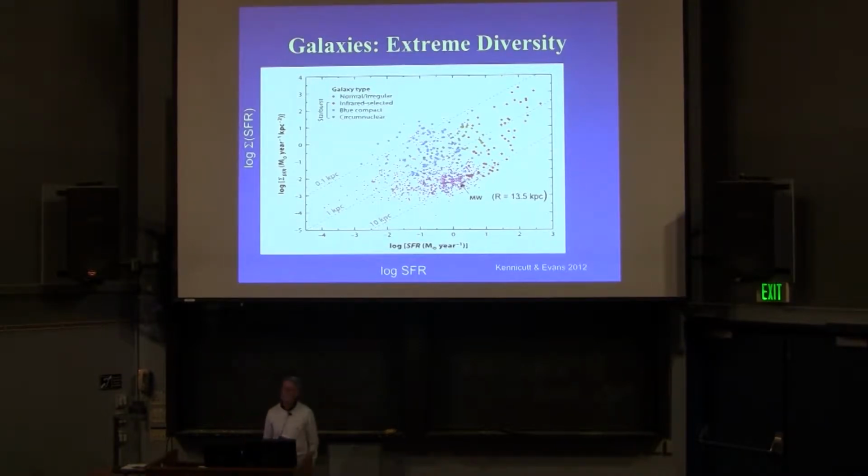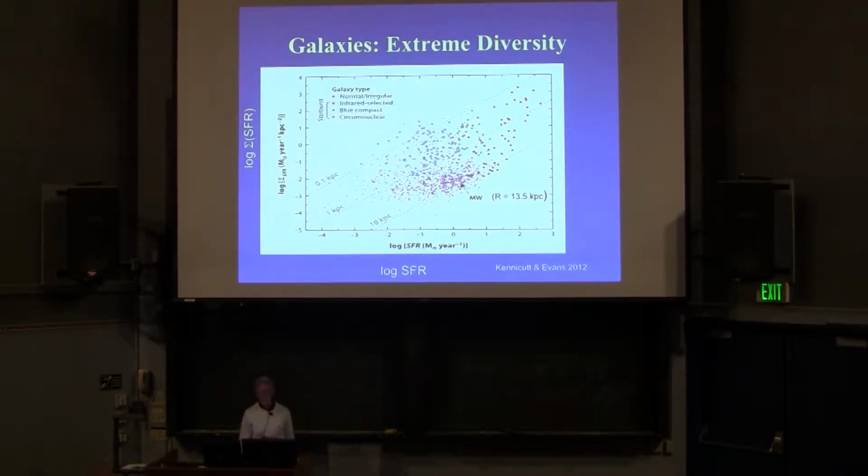If you plot the star formation rate on the x-axis and the surface density of star formation on the y-axis, you see 4, 5, 6 orders of magnitude variation in both directions. My contribution to this diagram was 1 point. That's the Milky Way. And you can see that it's among the spiral galaxies, which are the normal spiral galaxies or irregular galaxies, not starbursts and so forth.